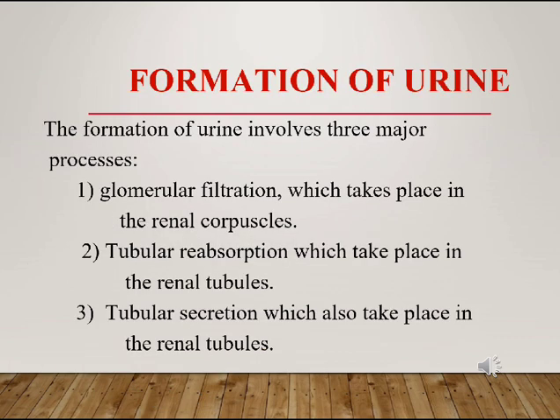The formation of urine involves three major processes. The first one is glomerular filtration, which takes place in the renal corpuscles; tubular reabsorption, which takes place in the renal tubules; and tubular secretion, which also takes place in the renal tubule.